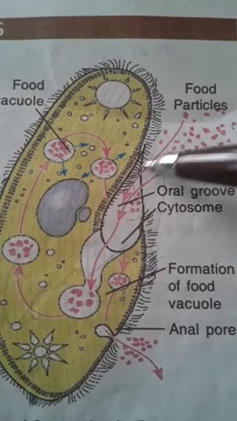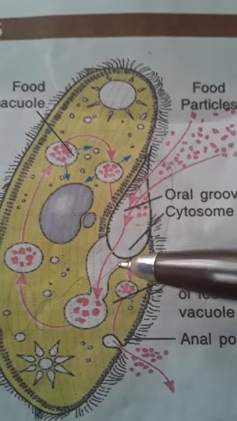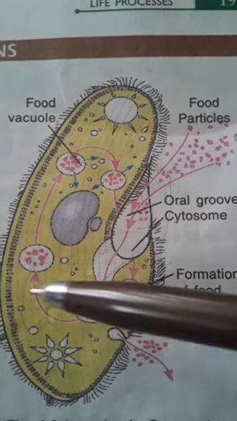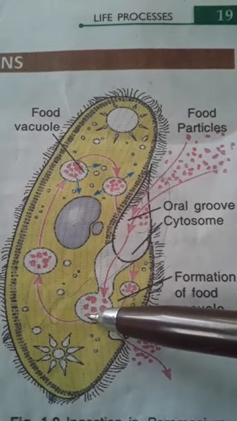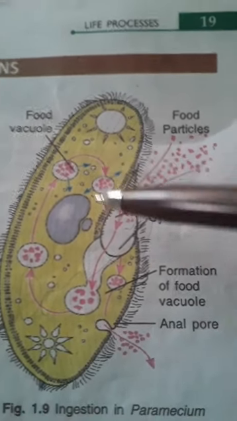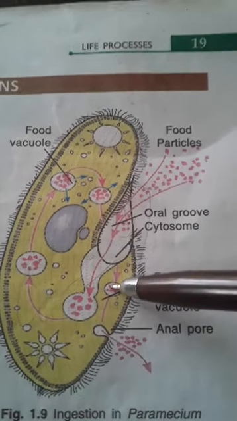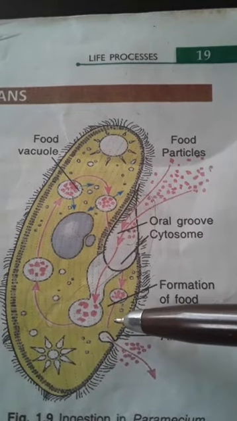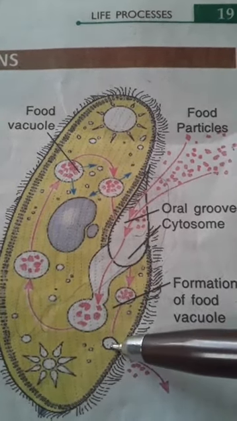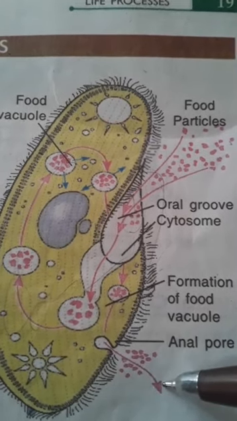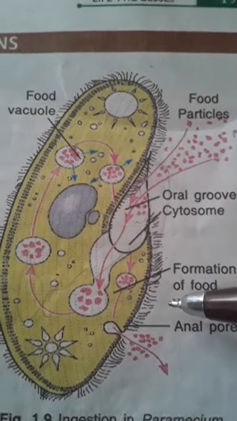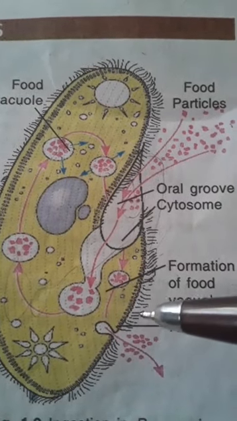From here food particles enter, and just like in amoeba, a food vacuole is formed, and here digestion, absorption and assimilation take place. After digestion of food, all the waste product is expelled from this opening. This is the anal pore. This is the way nutrition in paramecium takes place.